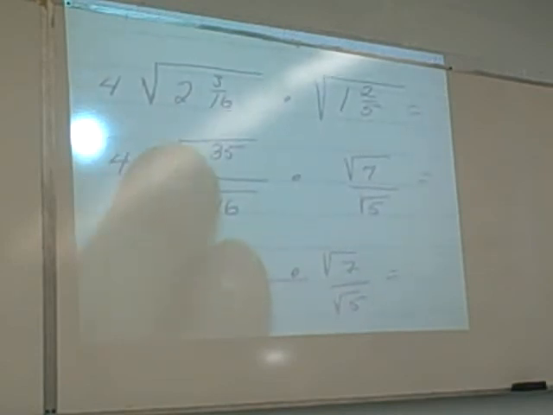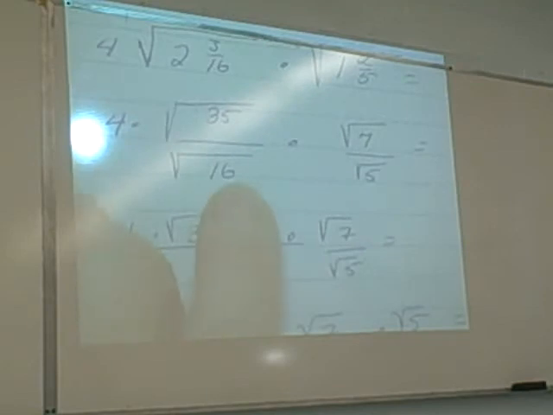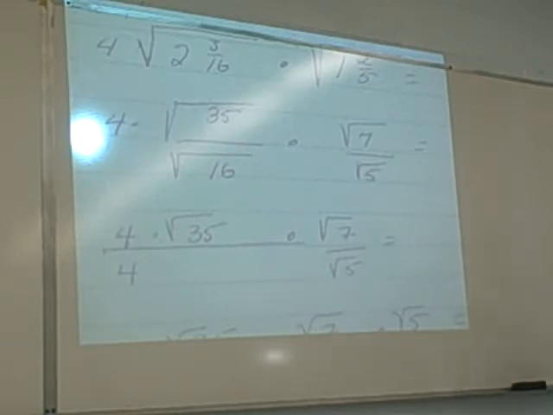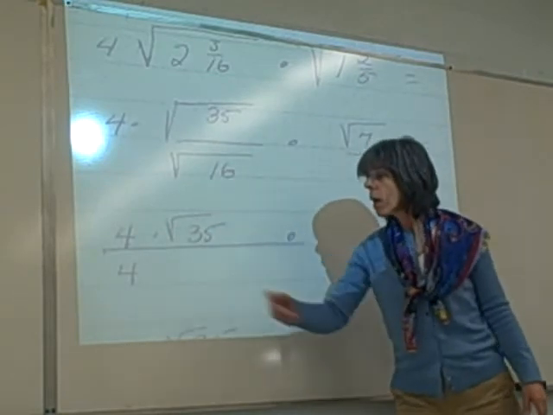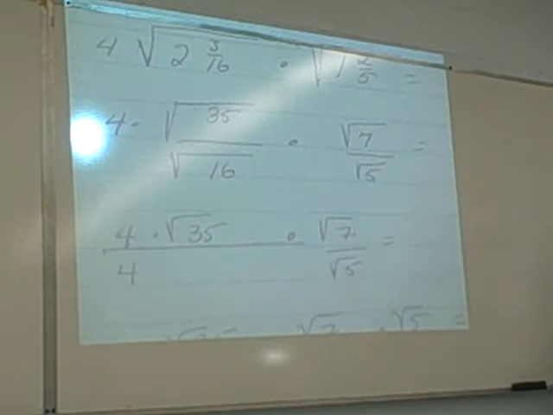Okay, so this one is multiplication. And again, all I did was convert into an improper fraction. So 16 times 2 is 32, plus 3 is 35 over 16. That's a good thing, because what is the square root of 16? 4. Bang, I didn't have to do anything, and I got rid of a radical in the denominator.